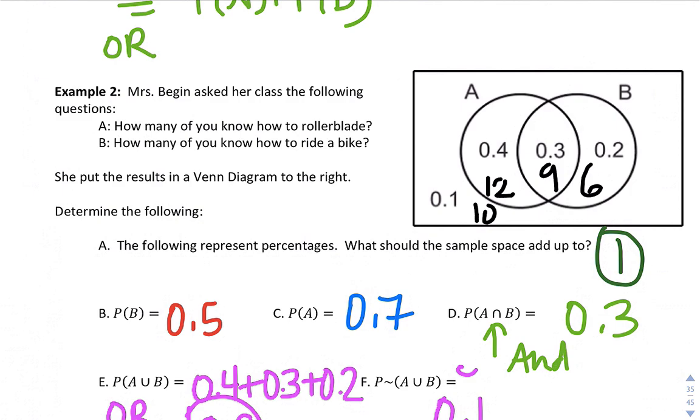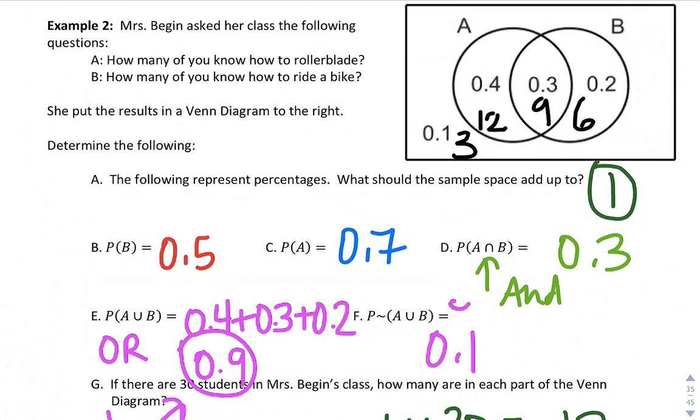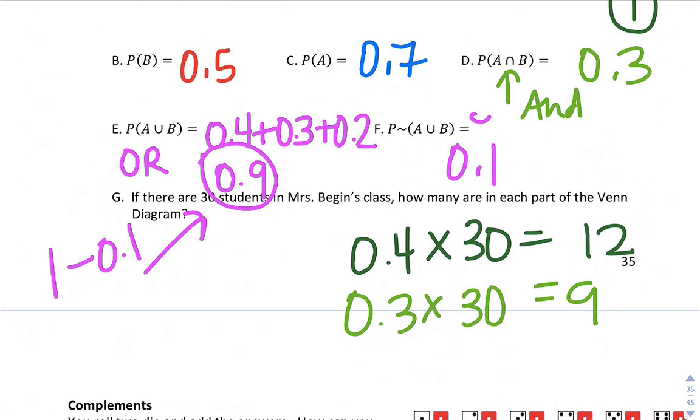No, not 10 on the outside. Let's change that. That would be 3 on the outside. Let me double check. So we have 30 times 0.1. Yeah, this should be a 3 right here. All right, so that's how we figure out the different probabilities. And how many, again, you would multiply the probability times the number of students to get how many.